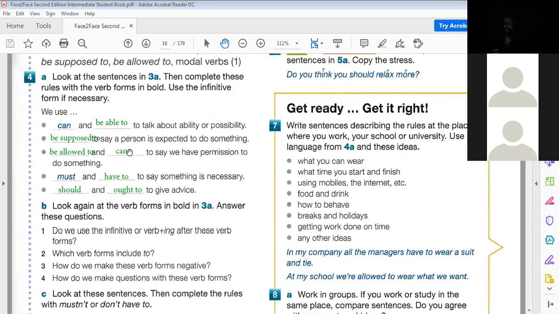He can do that. We also use must and have to. We use them to say something is necessary. So you have to do something. It's not optional, right? So this means it's something you have to do. It's not a choice. It's not an option.